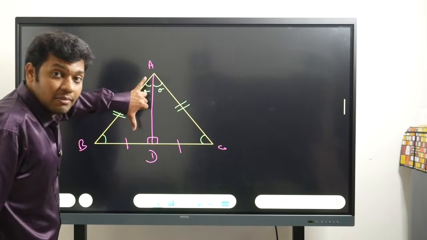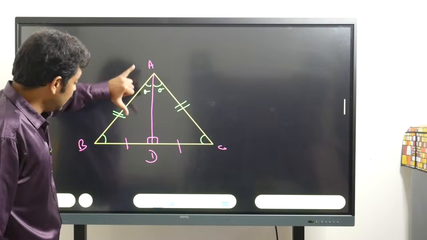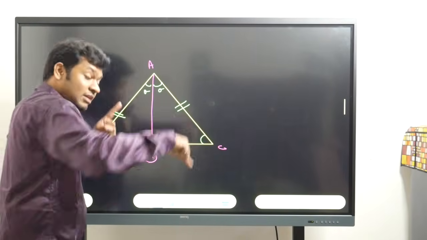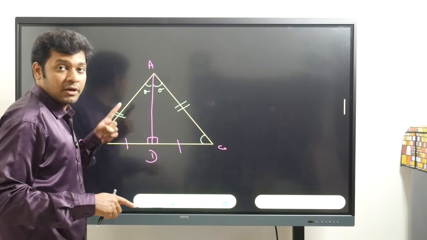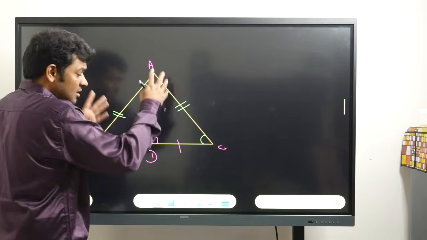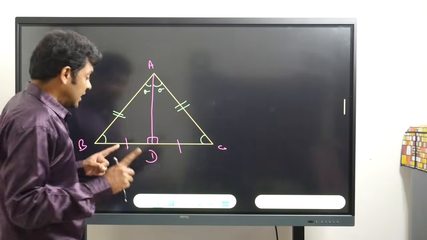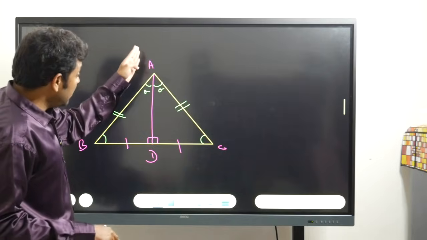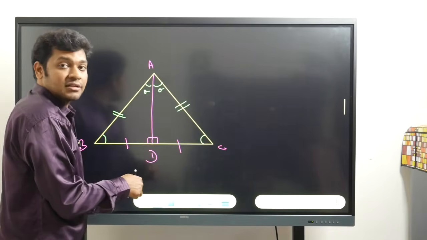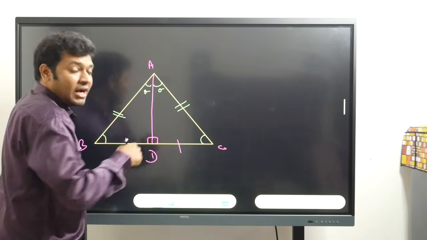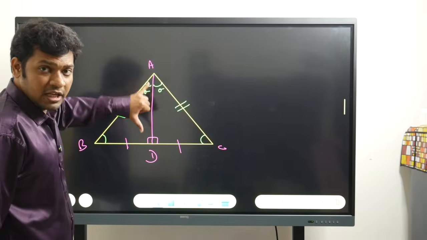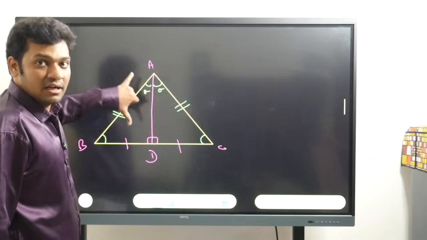So my AD is my angle bisector, AD is my median, AD is my perpendicular bisector, AD is my altitude. Remember, for an equilateral triangle, all the medians, angle bisectors, perpendicular bisectors, and altitudes coincide. But for an isosceles triangle, only the median dropped to the unequal side will be the same as the perpendicular bisector dropped to the unequal side, the same as the altitude dropped to the unequal side, and also the angle bisector. So median, perpendicular bisector, angle bisector, altitude, all are the same.